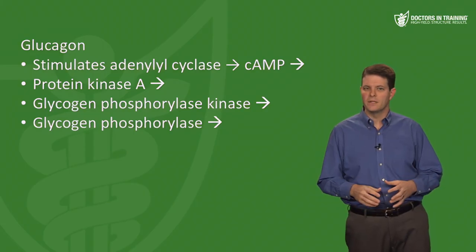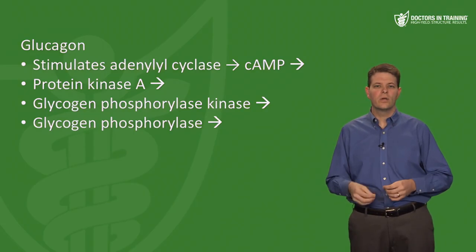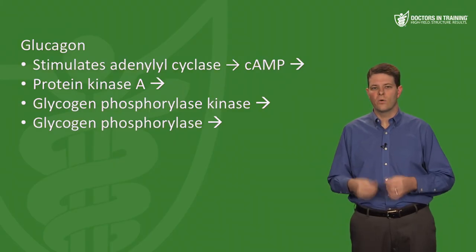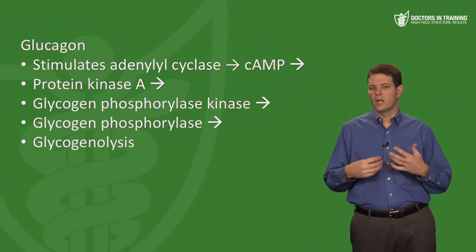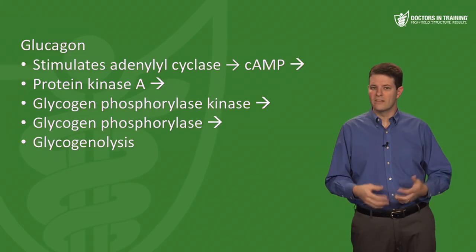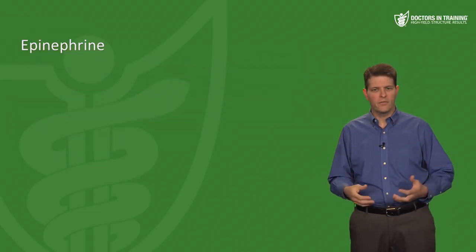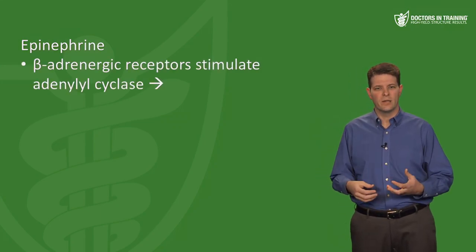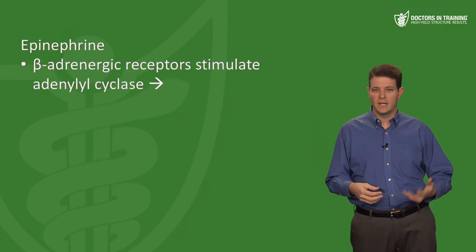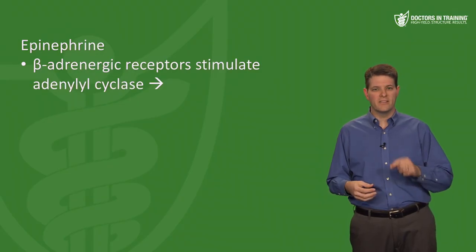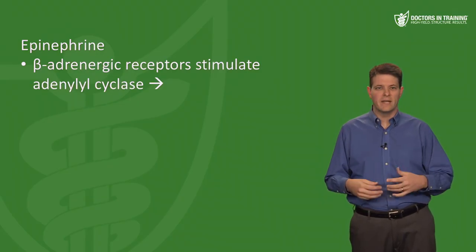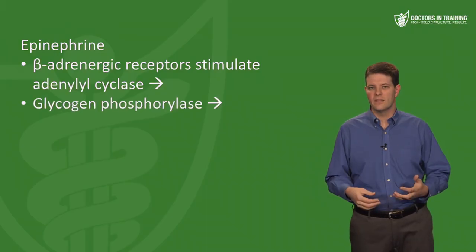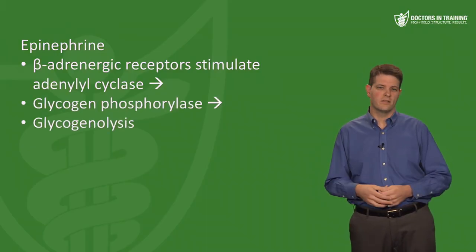Don't get too hung up on the details. The bottom line is that glucagon stimulates glycogen phosphorylase and it stimulates glycogenolysis. That's how glucagon raises the blood sugar. Epinephrine does basically the same thing. Beta-adrenergic receptors are Gs receptors, which also stimulate adenylyl cyclase. Remember that Gs, the S is for stimulate. And that ends up activating glycogen phosphorylase and again stimulating glycogenolysis.